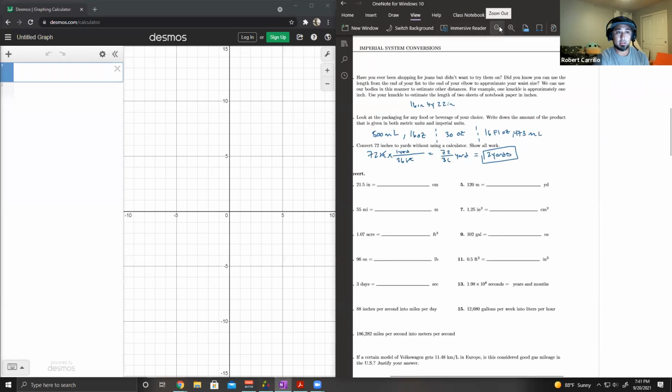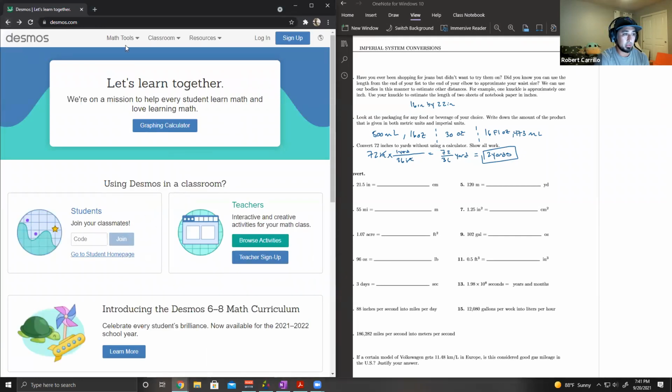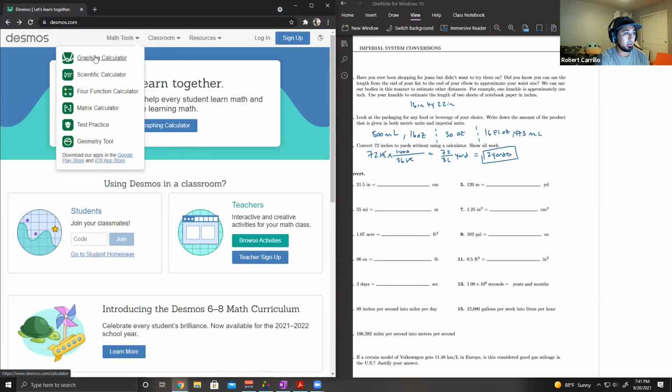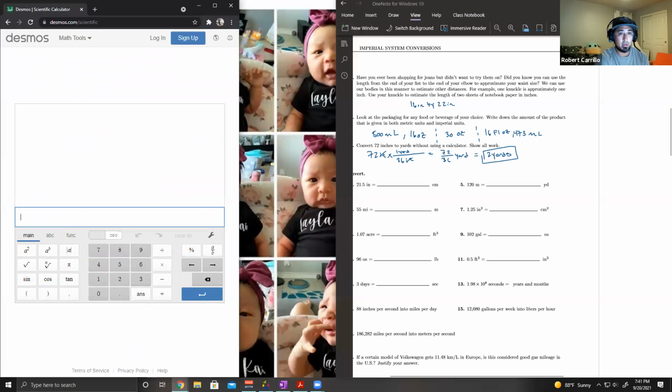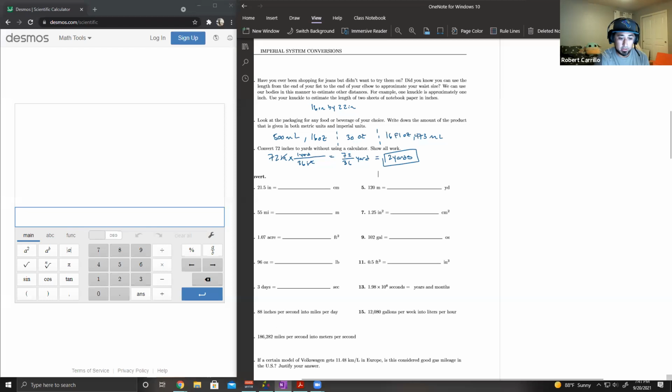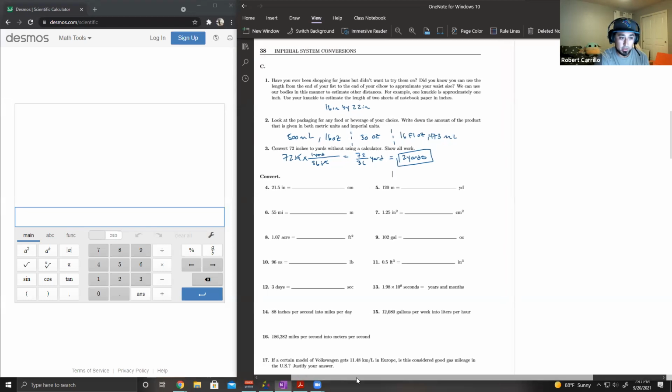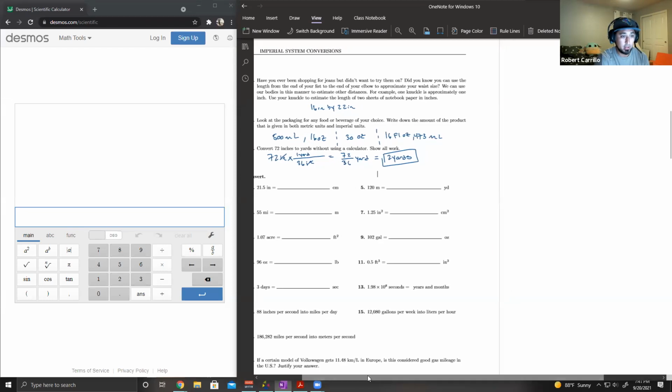Zoom out a bit. Actually, for the calculator, I don't need a graph. Can I just have a regular, good old scientific calculator? There we go. And you get extended that way. Perfect. That gives me more room to work with, and let's have fun.